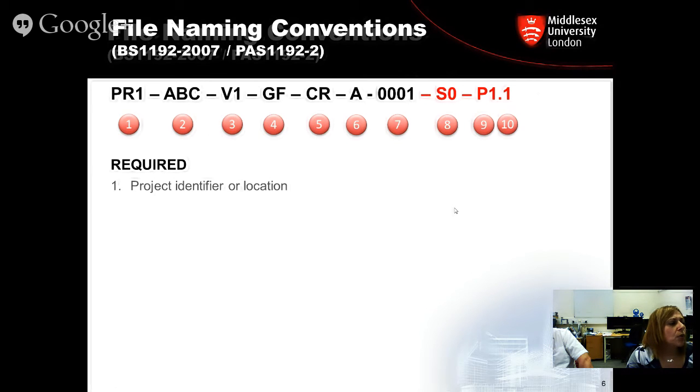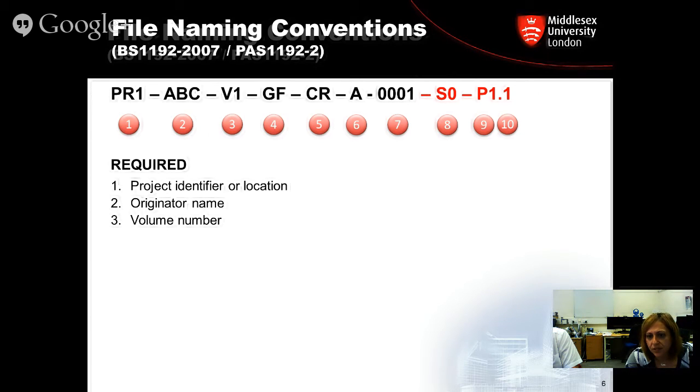All right, so the required ones. Number 1 is a project identifier, or what's the name of the project. I will go into detail. Second one is who's the originator, whether it be the organization who's creating it or the person. Third one is the volume number, the volumes that Steve started talking about, and I'll also talk a little bit more about. Number 4, the level number, for example, the floor number.